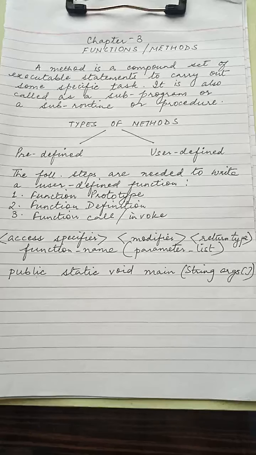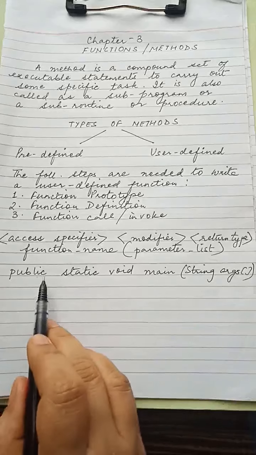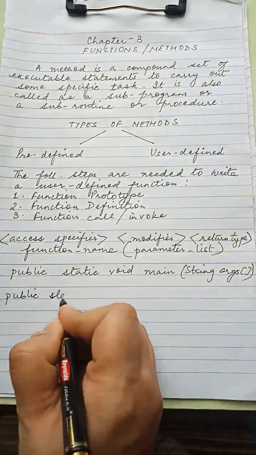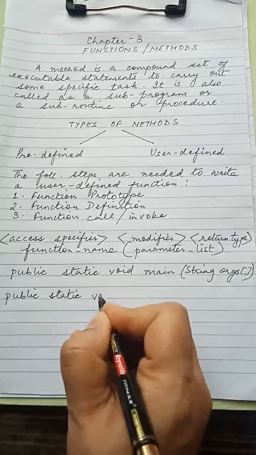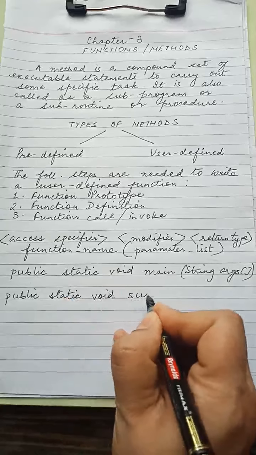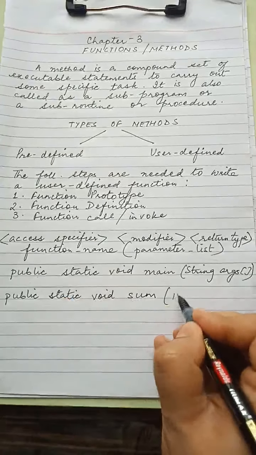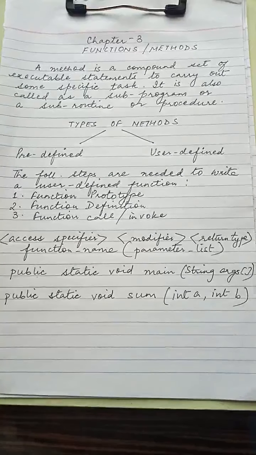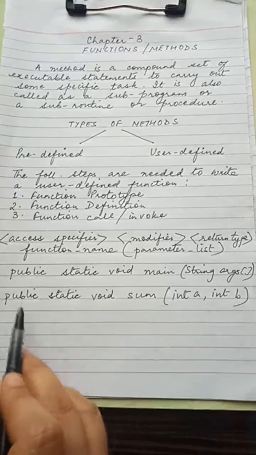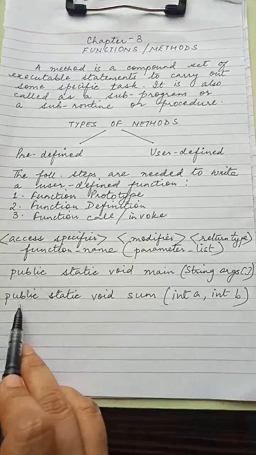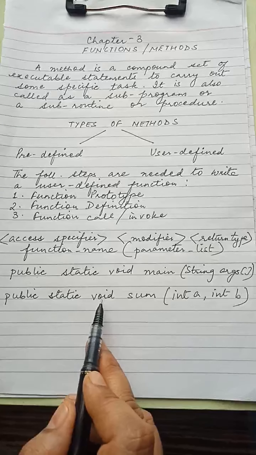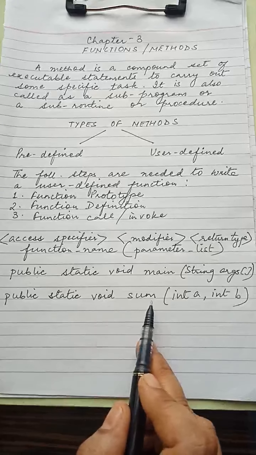Now we can also declare user defined methods. This was a system defined method. If I write public static void, give me a name of the function. Let me say sum. And if I pass two parameters, int a, comma int b, this is a user defined function. This function is having the access specifier public. It is having the modifier static. It is having the return type void. The function name is sum.